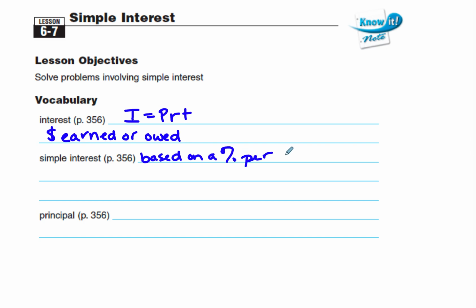Compound interest, which is not something we're looking at in this chapter, is like what credit card companies charge. A percentage amount gets added on, and then you're charged on that, so your interest adds up. You're getting charged more interest on top of your interest. That's compound interest. Simple interest is just based on 1% over a year, whatever your percent is. And then principal is the amount of money that you start with.